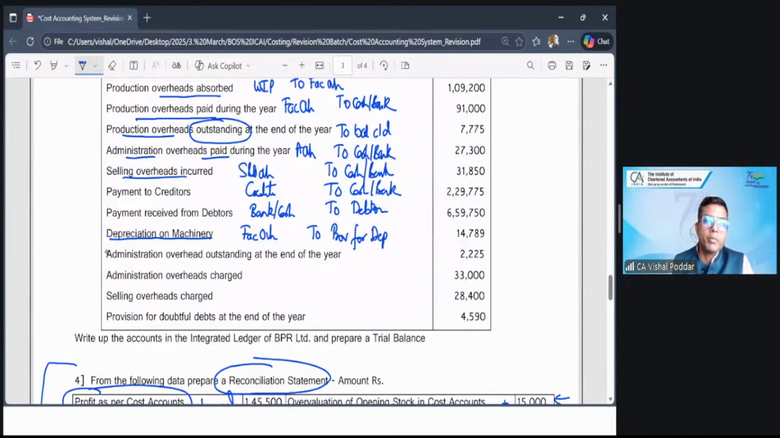Next, administrative overheads outstanding. Same thing we'll do in the administration overheads account. Then administration overheads charged, where they are charged to finished goods. So finished goods to administration overheads. Selling overheads charged, where they are charged to cost of sales account.